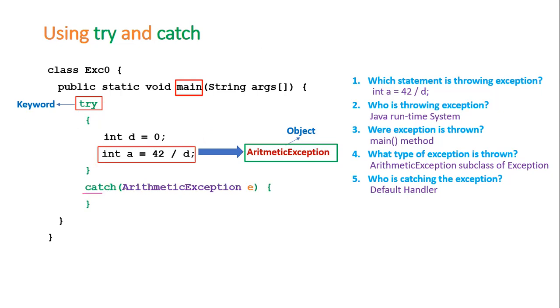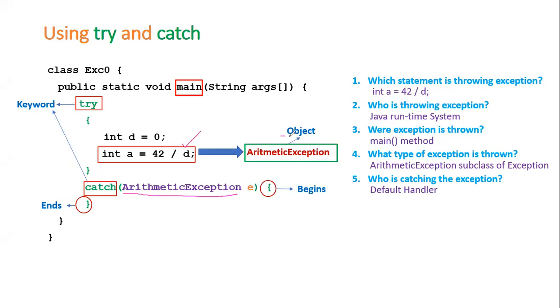What is catch? Catch is a keyword. The catch block begins with an opening flower brace and ends with a closing flower brace. Between the opening and closing flower braces, you can write any statements you want. The most important thing here is that I have written exception type as ArithmeticException. Why ArithmeticException? Because this statement is trying to throw an arithmetic exception.